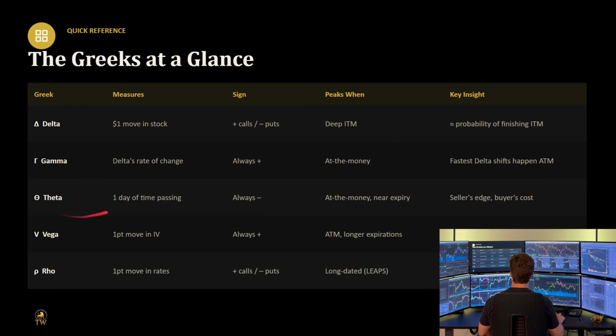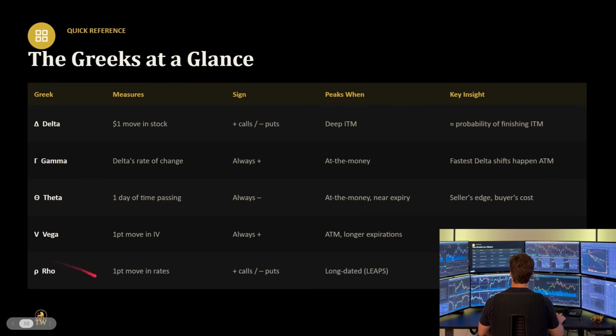Theta will measure the rate of decay over time using intervals of 1 day. It is always going to be negative. It is highest at the money and near expiration. It's on the side of the seller and against the buyer. Vega measures a 1-point move in the implied volatility, always going to be positive, highest at the money and for longer expirations, and it will spike when there's a catalyst on the horizon, such as a Fed announcement, an earnings report, anything like that that's an unknown that the market is expecting a big move for. That's when Vega will spike the most.